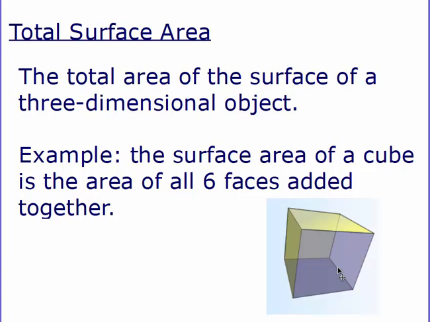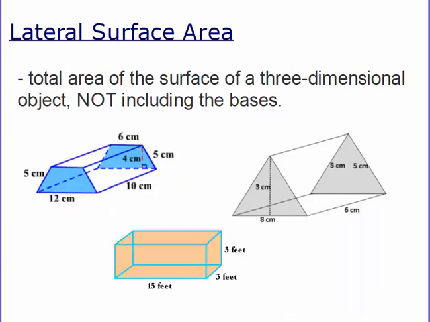Now, what's the difference between total and lateral? Well, lateral surface area is the total area of the surface of a three-dimensional object, not including the bases. So we don't include the base part. Now we need to understand something and remember that when we name a three-dimensional figure, we always name it based on its base. The base is not always what it's sitting on.